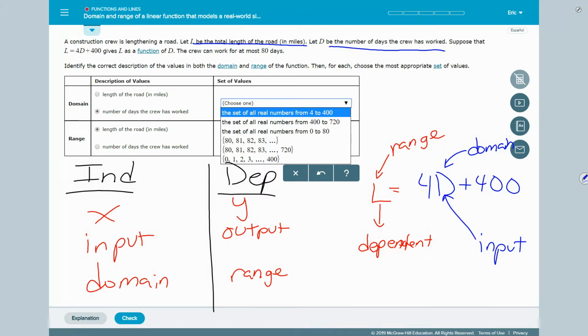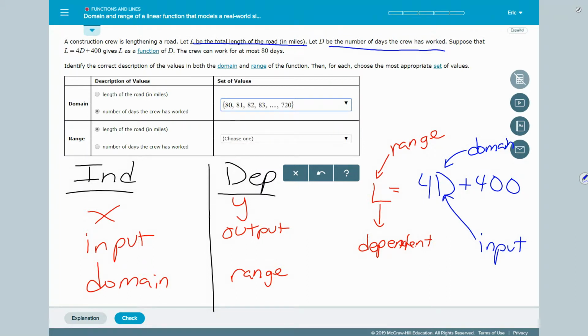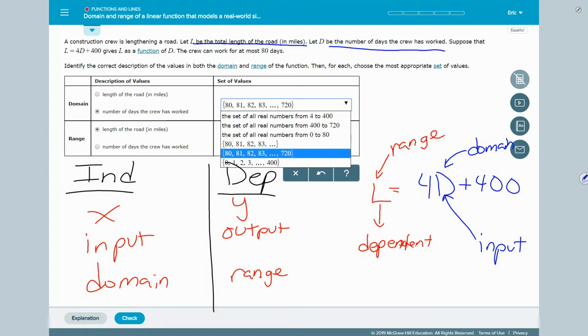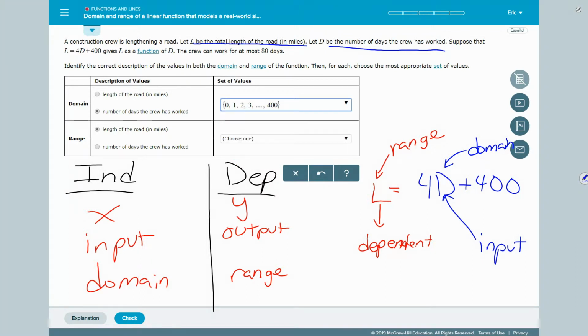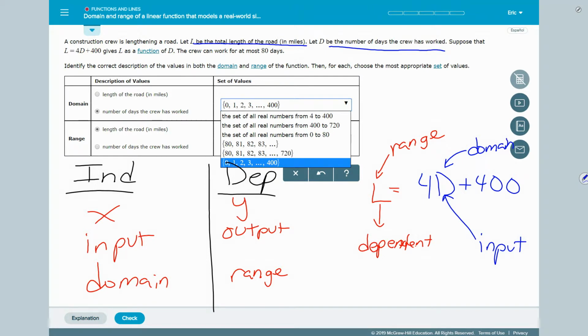Or 0 to 80. These brackets mean only count those numbers within it. So when it says 80, 81, 82, 83, and so on, the pattern is plus 1, so they're just saying a full day between 80 and infinity. The second example down here is saying between 80 and 720 days, but only whole days. And the last one is saying between 0 and 400 days, but only whole days.